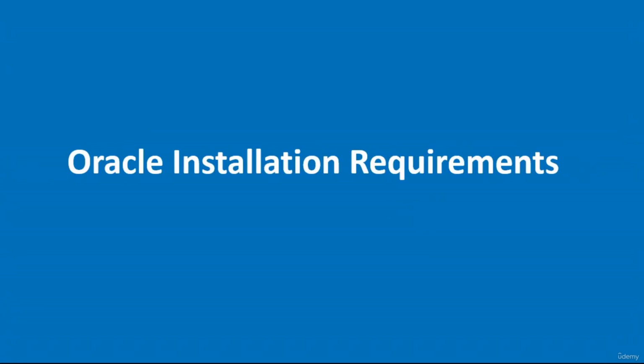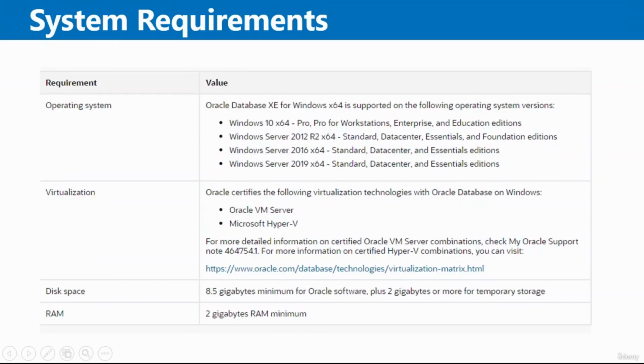Hello and welcome to this video. In this video, we're going to take a look at the installation requirements to install Oracle on a Windows computer. Here's a list of the system requirements. For operating system, you need to be on a Windows 10 computer, 64-bit processor, Windows Server 2012 Release 2, 64-bit processor, or Windows Server 2016, also Windows Server 2019.